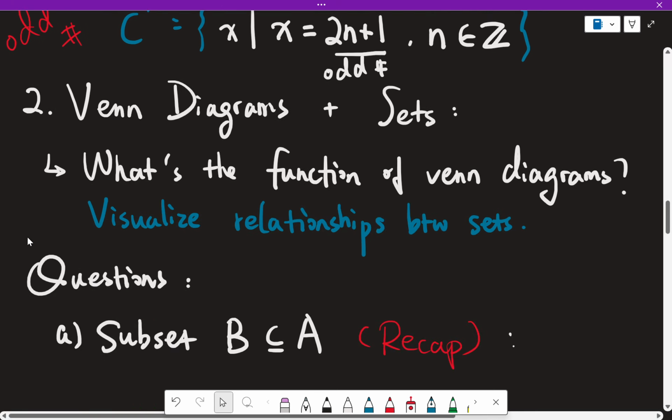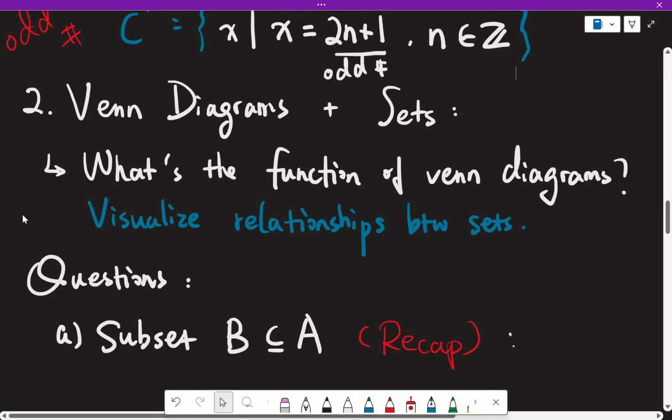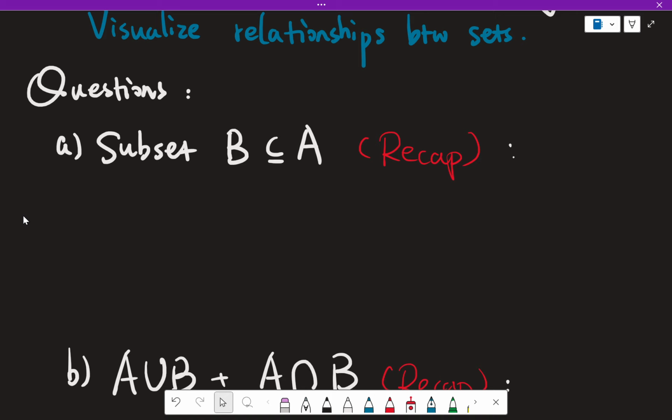Next, we are going to talk about Venn diagrams and sets. First, we need to understand what the function of Venn diagrams is. The function of a Venn diagram is to visualize relationships between sets. So let's take a look at some example questions. The first question is a recap from the last video. How can we use a Venn diagram to denote B as a subset of A?